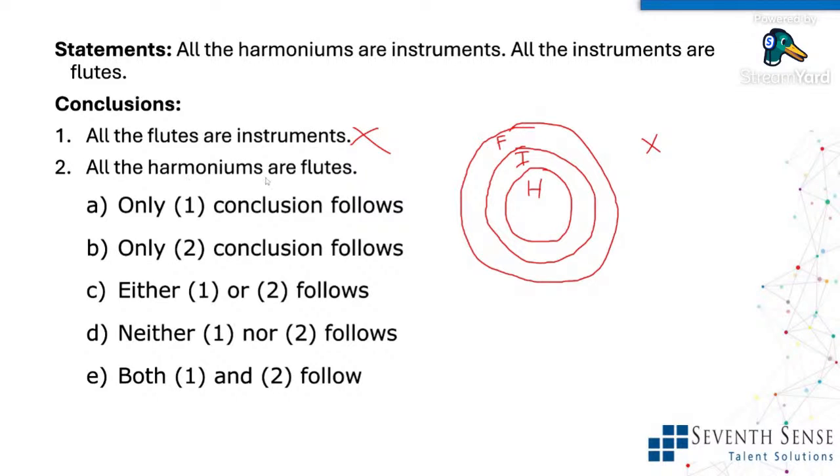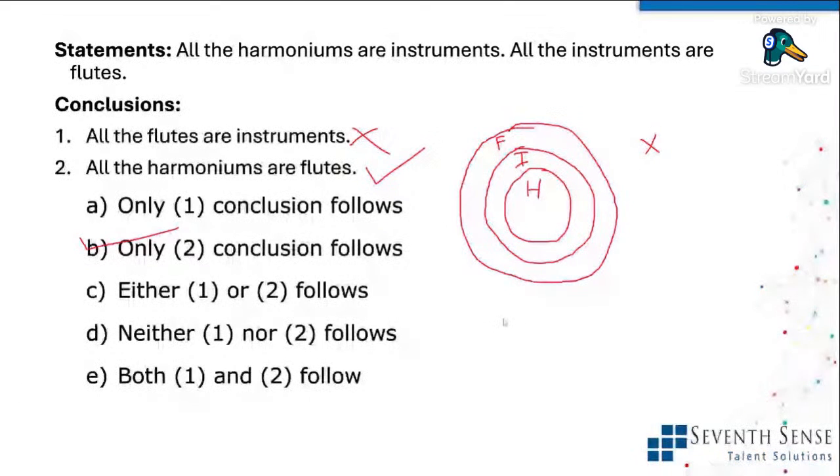And the second one, all the harmoniums are flutes. Can you tell that all the harmoniums, which are in the innermost, are basically flutes? Yes, it is true. All the harmoniums are flutes. So your correct answer is option 2. Only conclusion 2 follows. This is how we'll be having it.